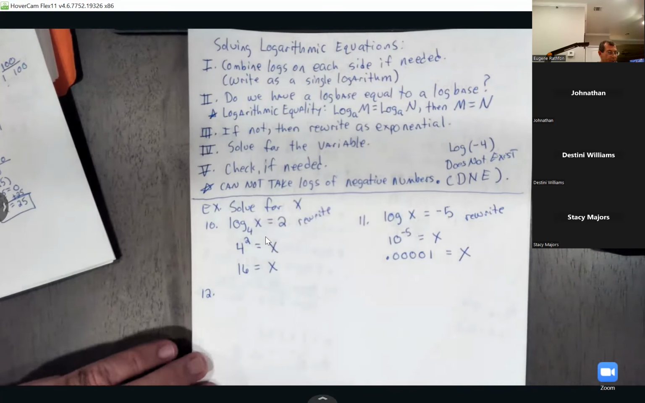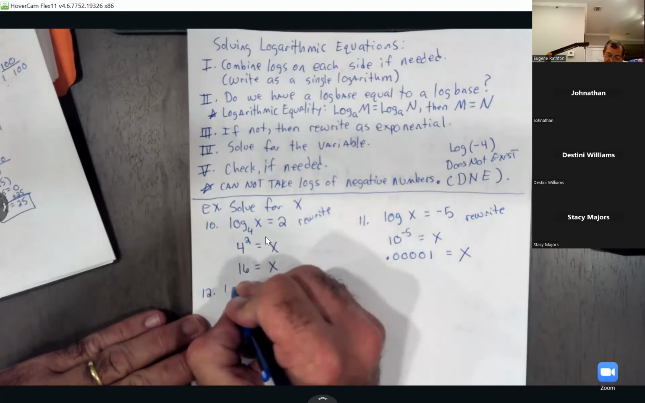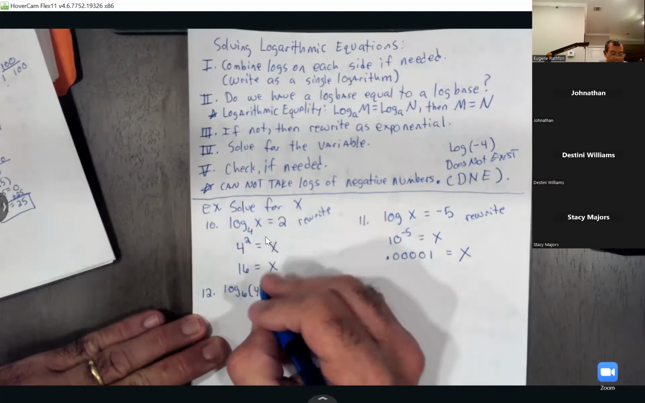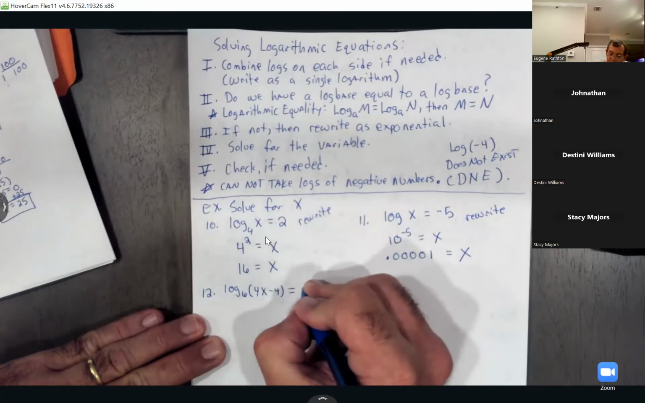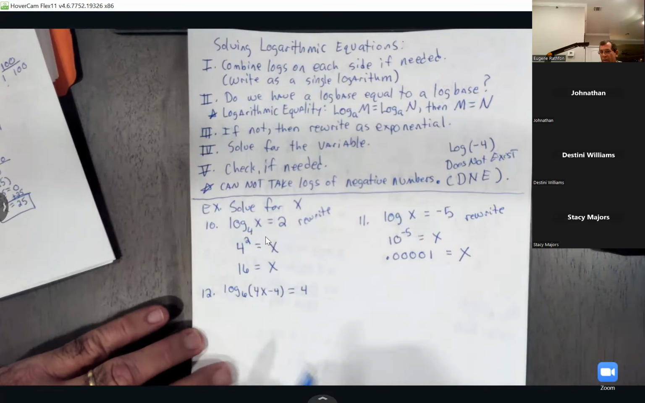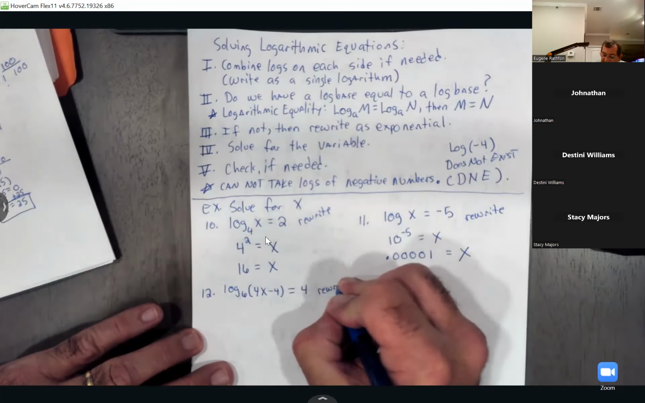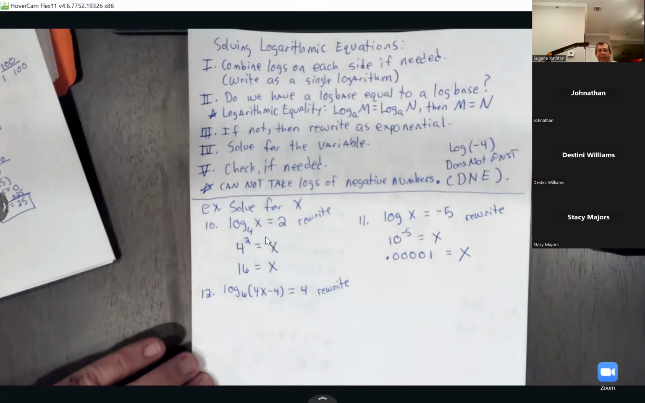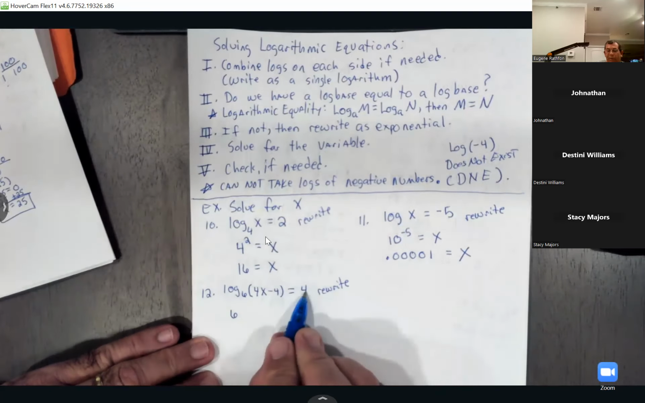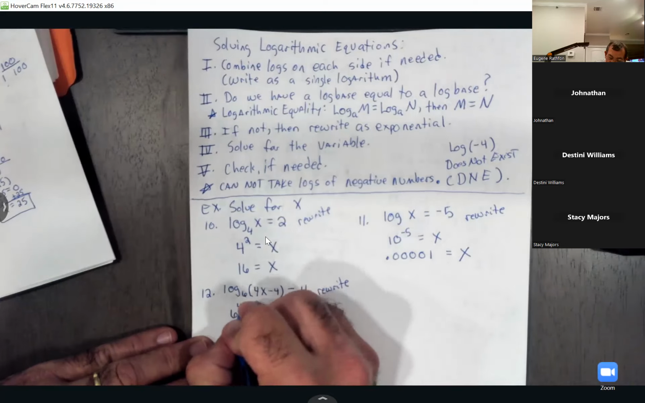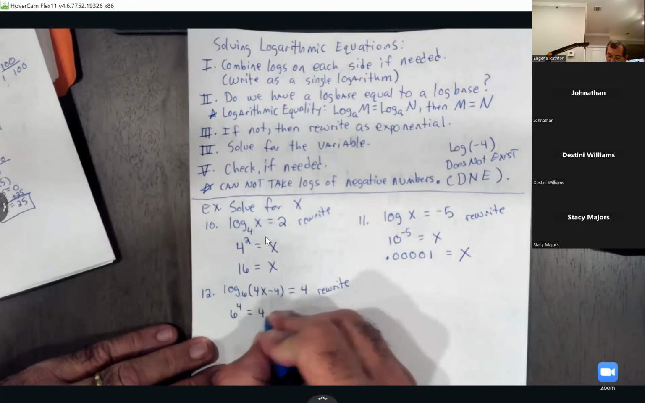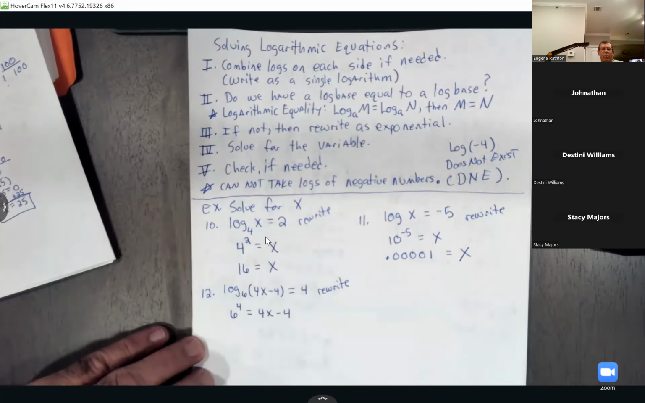All righty, let me try this one, y'all. How about this? Log base 6 of 4x minus 4 equals 4. So just like these, you got one log. So the only thing you can do is rewrite this as exponential. So y'all, we got a base of 6 here. We got an exponent of 4. So 6 to the 4th is going to equal that result, which was a 4x minus 4.